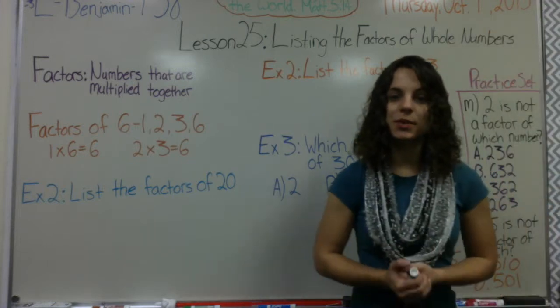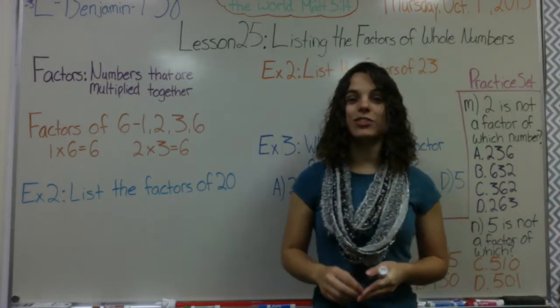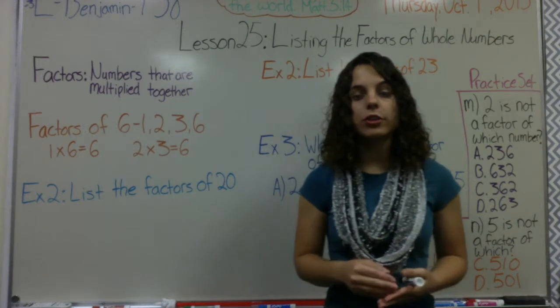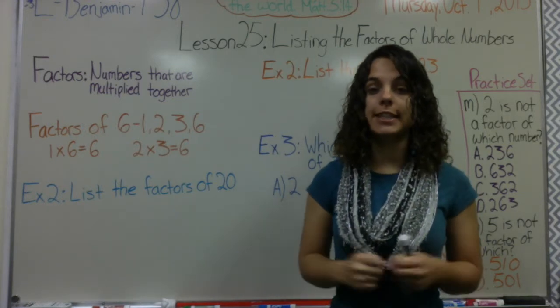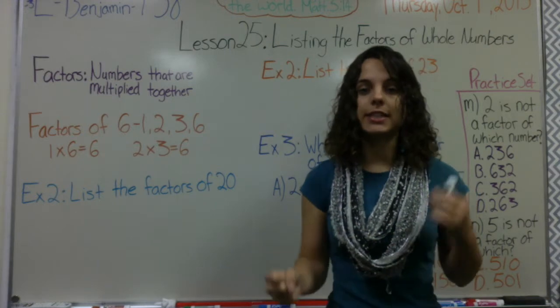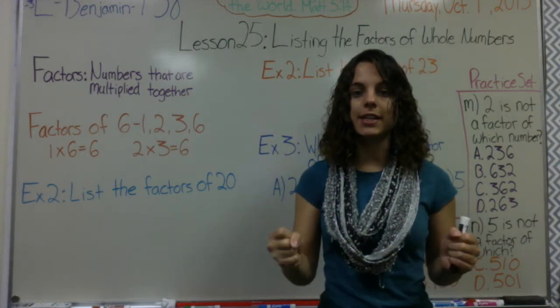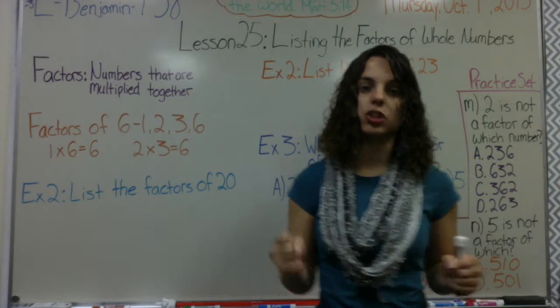Hello, this is lesson 25. We're going to be learning about listing factors of whole numbers. Now, we learned what factors are. Factors are numbers that are multiplied together, such as 6 times 3 is 18, so 6 and 3 are factors.